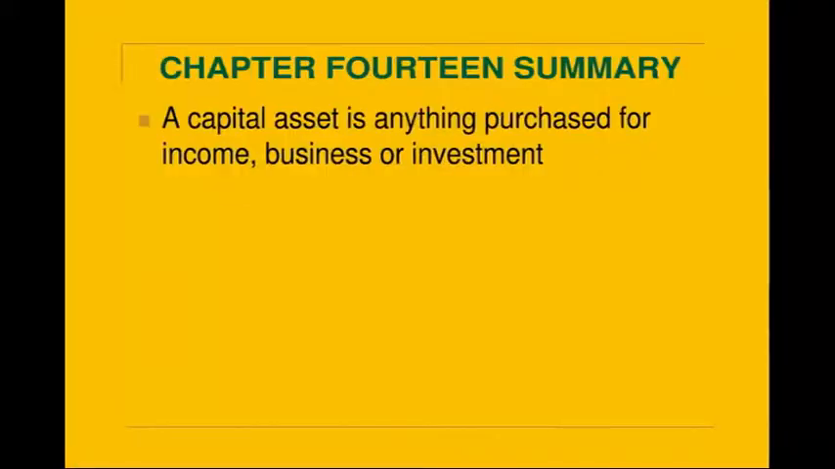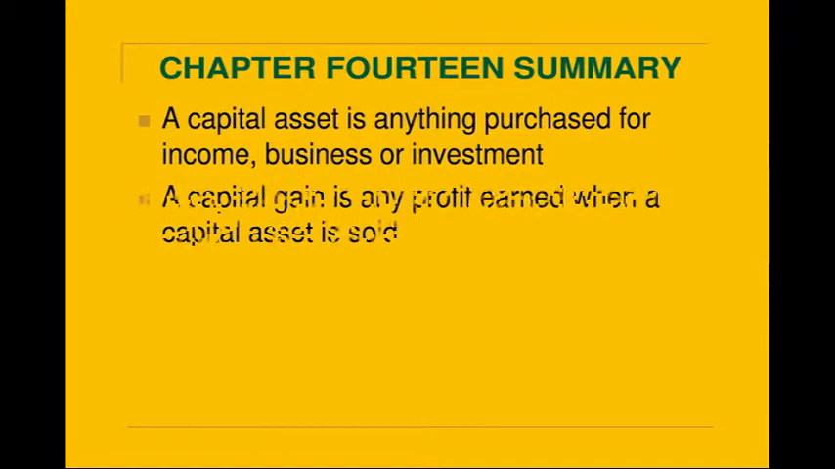And that's all we have for chapter 14. What I'd like to do right now is review with you the summary, and go over those areas that are going to be of critical concern. A capital asset is anything purchased for income, business, or investment. A capital gain is any profit earned when a capital asset is sold.